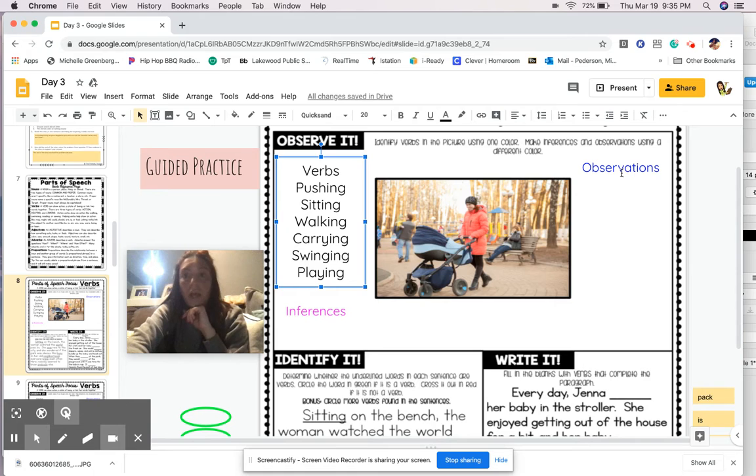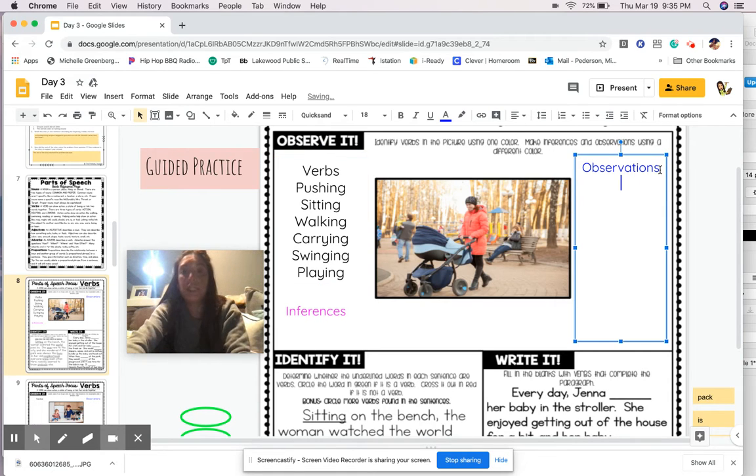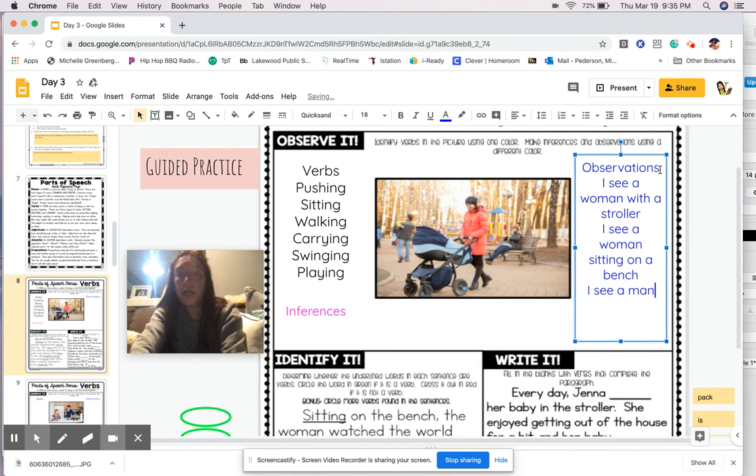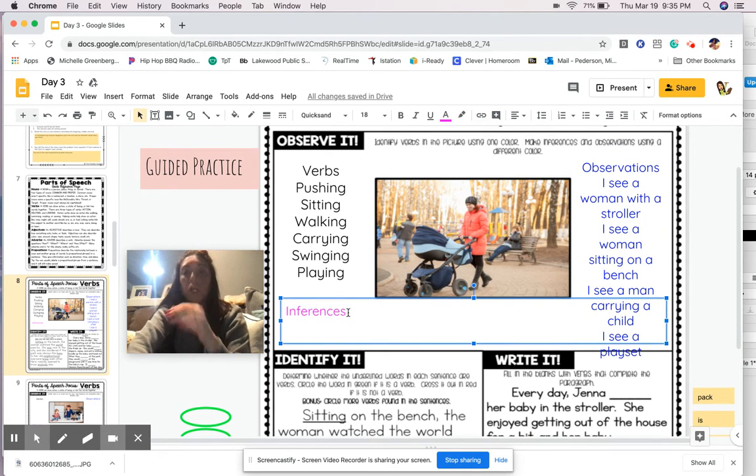Okay. Observation. So again, observations are what you see. I see a woman with a stroller. I see a woman sitting on a bench. I see a man carrying a child. All right, those are things that I see. I also see, it looks like a playground, play set. I see a play set. Okay. Now, inferences. We're going to use what we see and match it with our background knowledge.